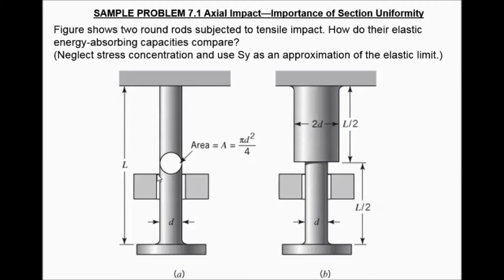So we want to take a look here. Now we have an area equal to pi d squared over 4. We have a total length L. Again, here the total length is still L. This divides into L over 2 and L over 2. One thing we do want to note is that we're going to neglect the stress concentration and use our yield strength S_Y as an approximation of the elastic limit. That's going to become important when we choose our governing equation. We need to sub in this yield strength in place of our stress concentration.